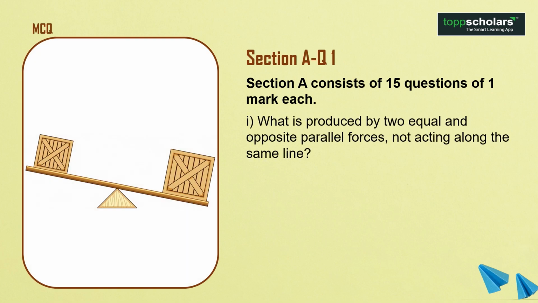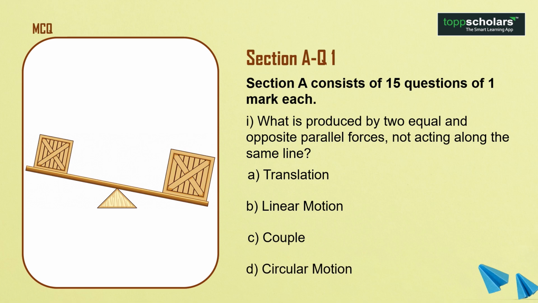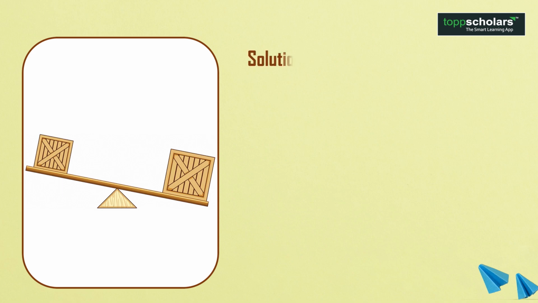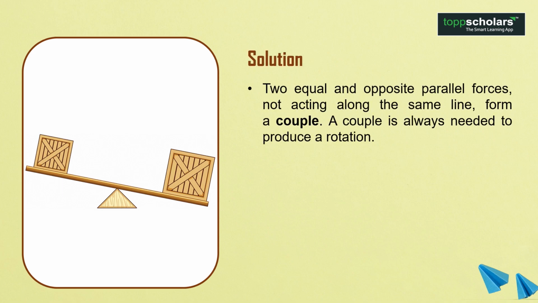So the question says, what is produced by two equal and opposite parallel forces not acting along the same line? Please make a note, you'll have four options here. The first option is translation, second is linear motion, third is couple, and fourth option is circular motion. Let us see the solution. So we know that two equal and opposite parallel forces not acting along the same line form a couple. Also remember, a couple is always needed to produce a rotation.